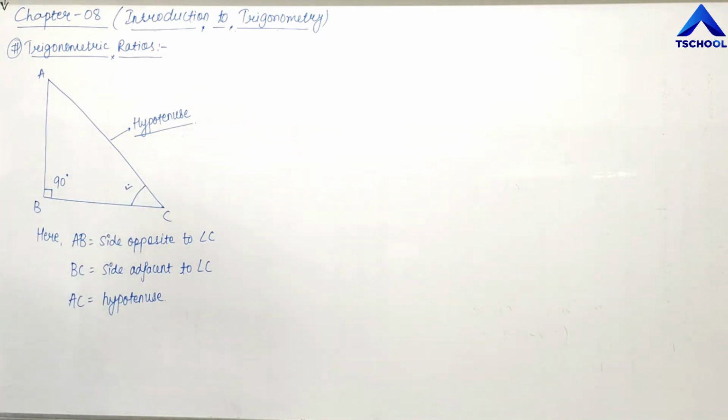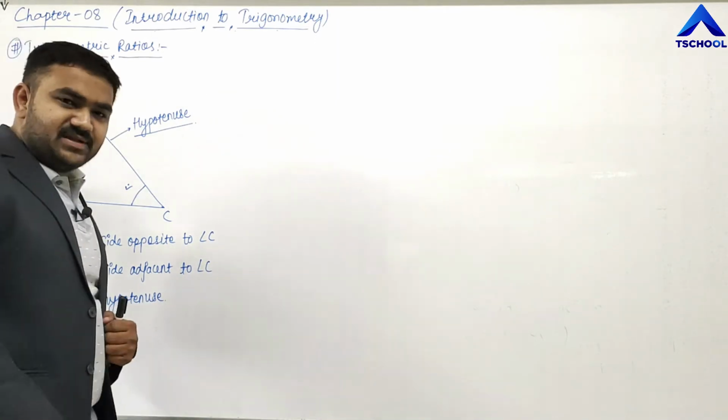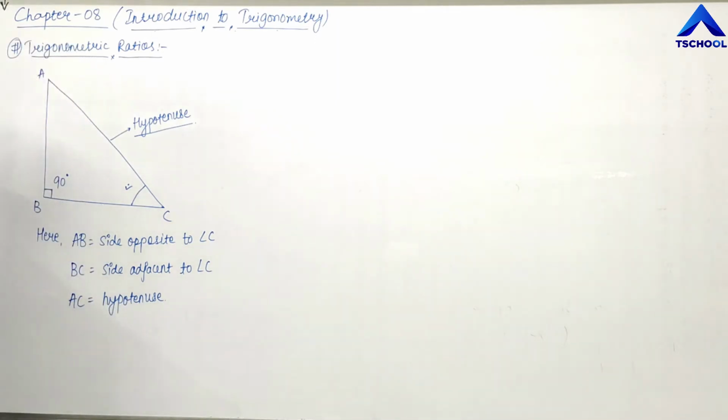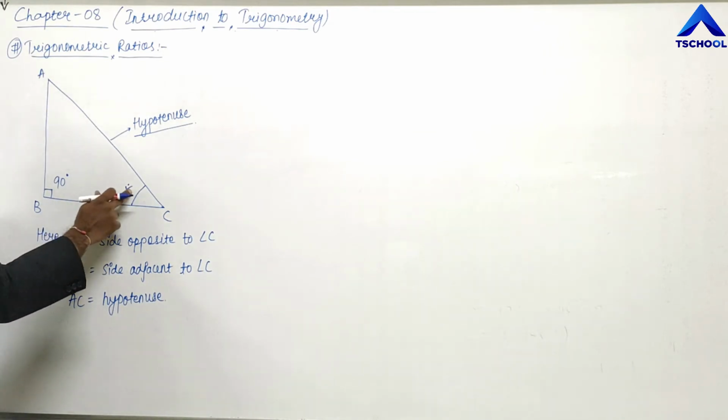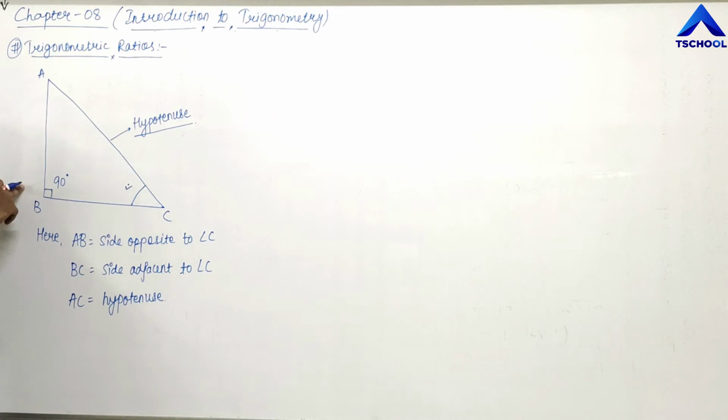Now if we take angle A as our ideal angle or our reference angle, then the things will be reversed, right? This is for C as our reference angle. So if we take C, then AB is the side opposite to angle C, BC is the side adjacent to angle C, and AC is called the hypotenuse of the triangle, right?